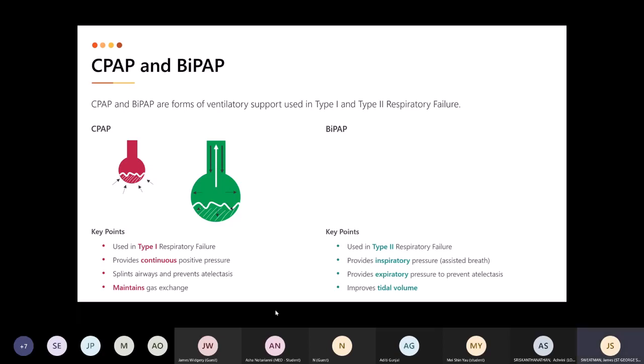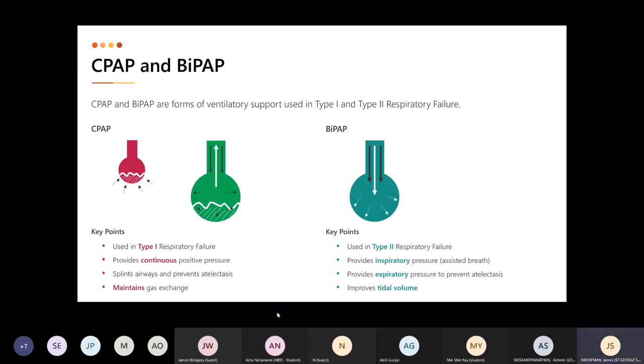In BiPAP, it provides 2 types of pressure. One is inspiratory pressure, which can be thought of as an assisted breath, and the other one is an expiratory pressure, like CPAP, to prevent collapse of the alveolus. And what this does is it improves your tidal volume, which is why it improves carbon dioxide expulsion, because it's maximizing the amount of gas exchange that you take in one breath and over the course of a minute.